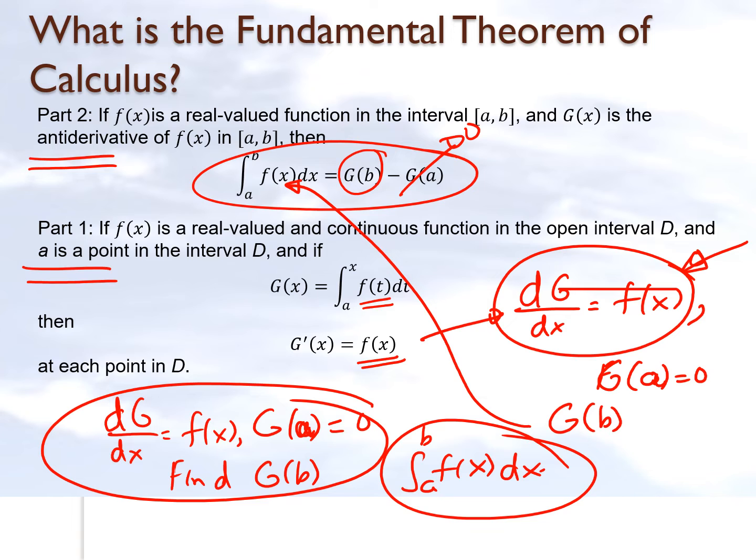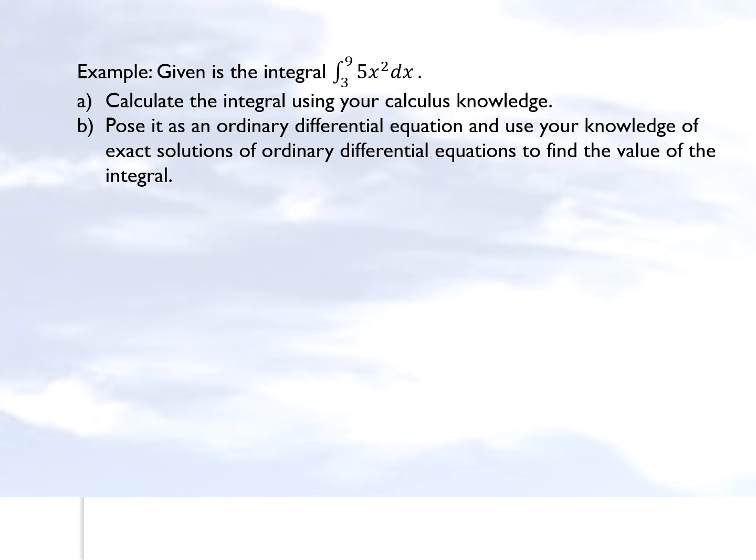Now let's go and look at this through an example. Let's suppose somebody is giving you an integral going from 3 to 9 of 5x squared dx, and keep in mind that we are in the chapter for ordinary differential equations, but as I mentioned to you, I showed you how the two procedures are related to each other, the integration as well as solution of ordinary differential equations. So we have two parts.